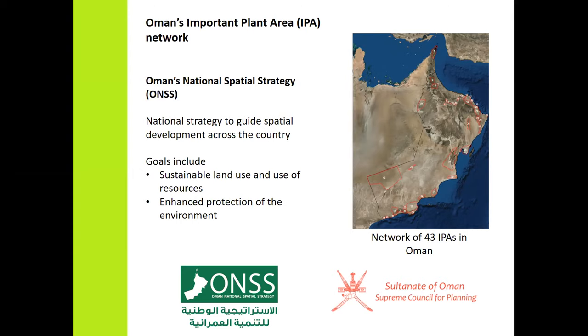And it was really interesting hearing Dr. Lawati talk earlier about protected areas in Oman. I think he will find this interesting. So the outcome has been 43 sites, which have now been designated as important plant areas in Oman. So this is a great example of systematically applying the criteria across a country to identify a network of sites.